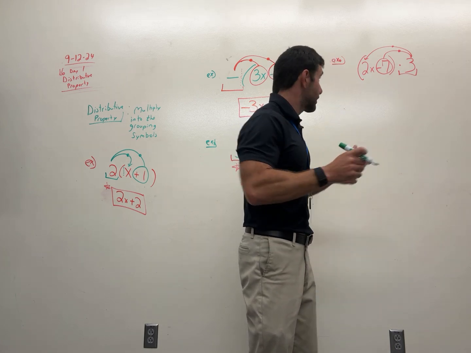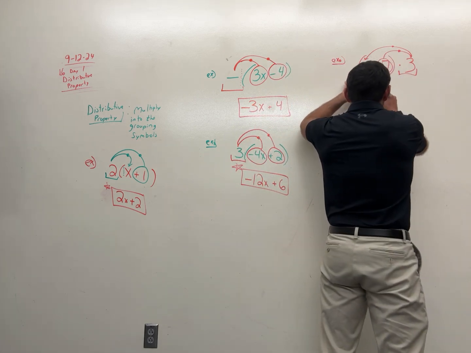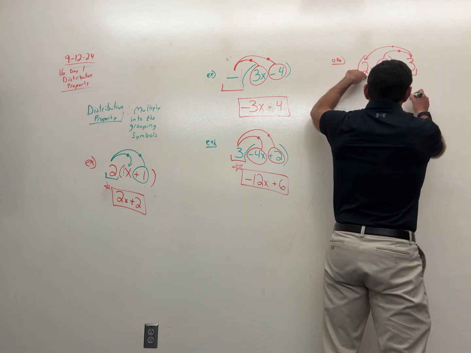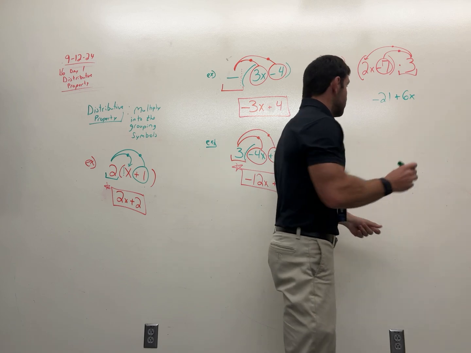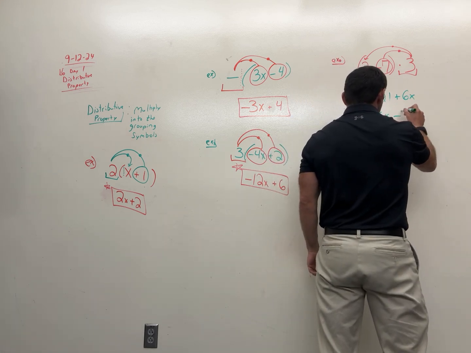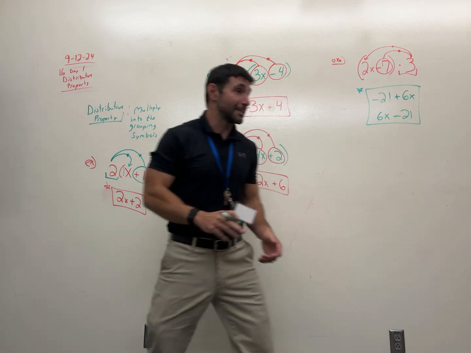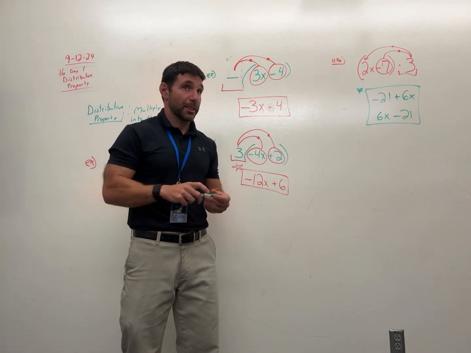The closer one. Okay, so you want to do 3 multiplied by negative 7 is negative 21. And 3 times 2x is positive 6x. You could do positive 6x, you could also do 6x minus 21. Both of those are fine. It doesn't matter which way you do it.